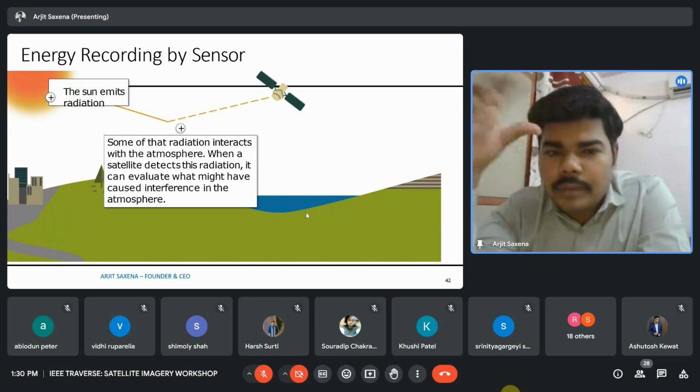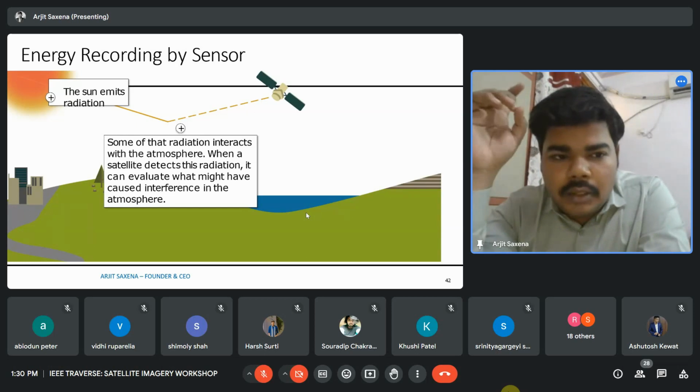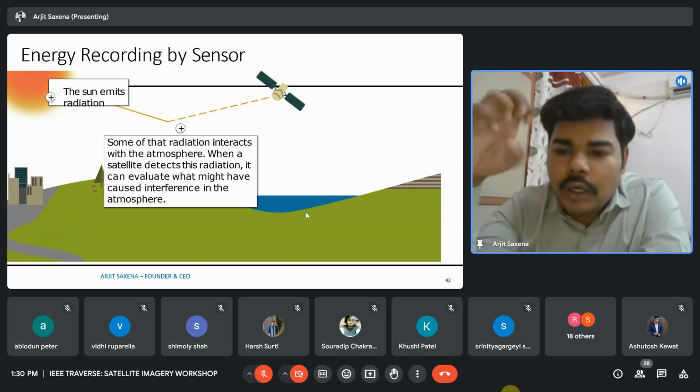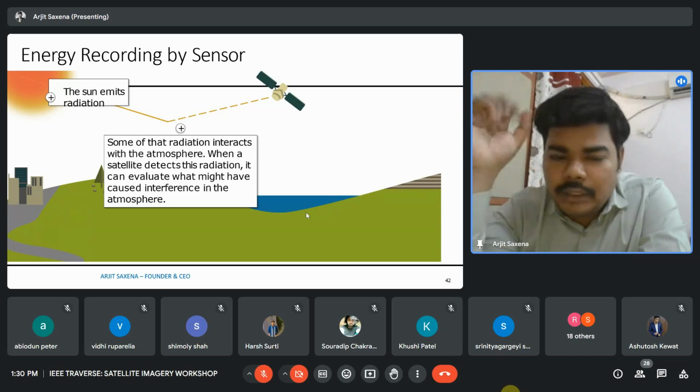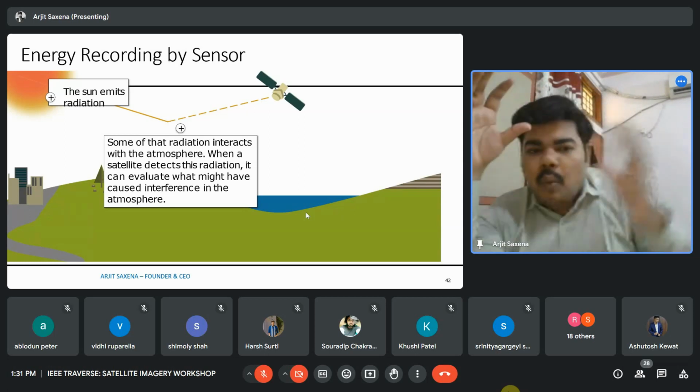Basically, your energy is coming from the sun. Any energy which you are seeing around yourself is coming from the sun itself. So when energy is coming from the sun, it is being recorded by a sensor, because your sensor records energy.